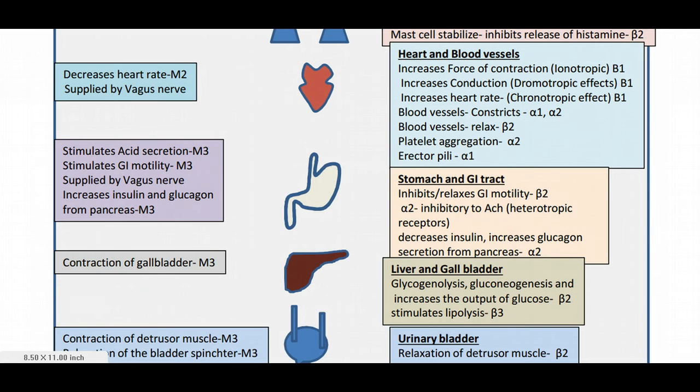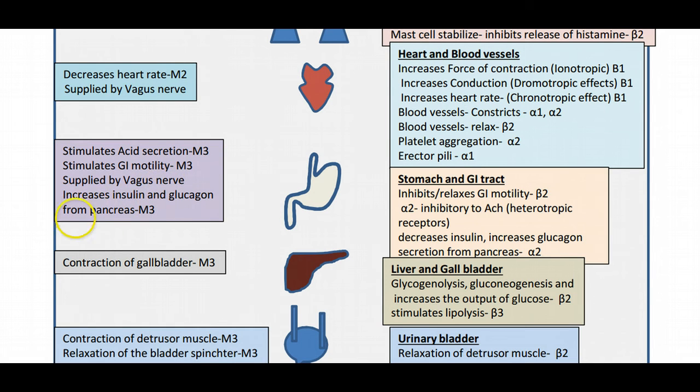In the stomach and GI tract, the parasympathetic system mediates its effect mainly by M3 receptors. M3 receptors mainly cause stimulation of acid secretion, and also stimulate GI motility. And again, the effect is mainly mediated by the vagus nerve.